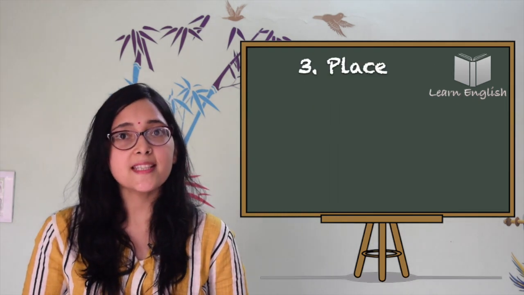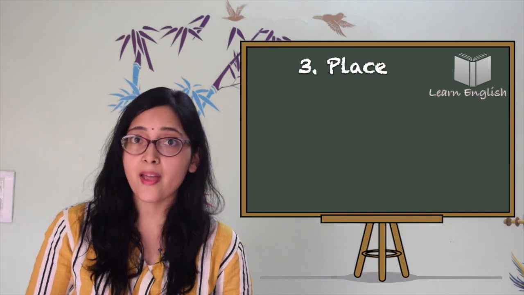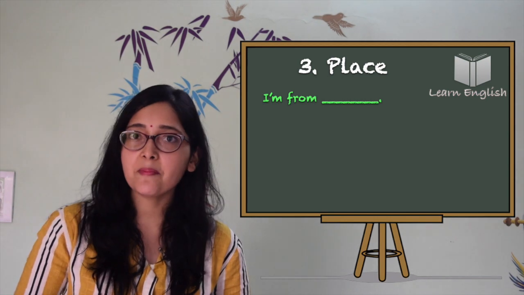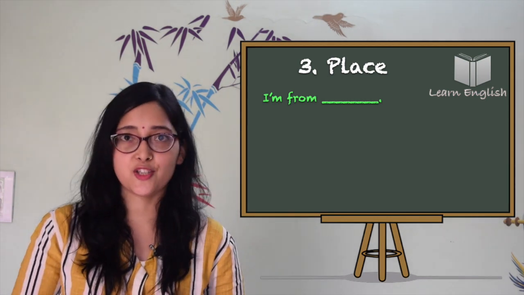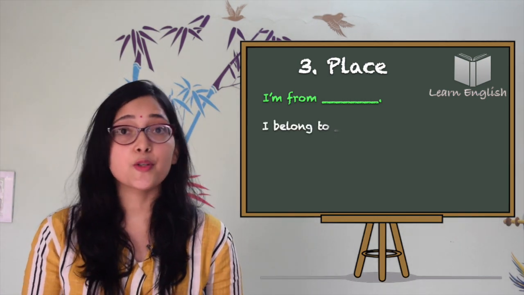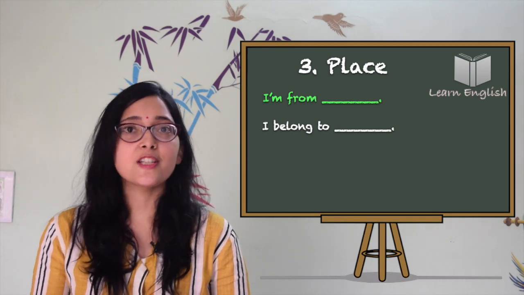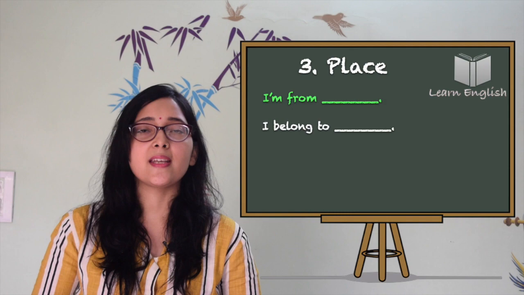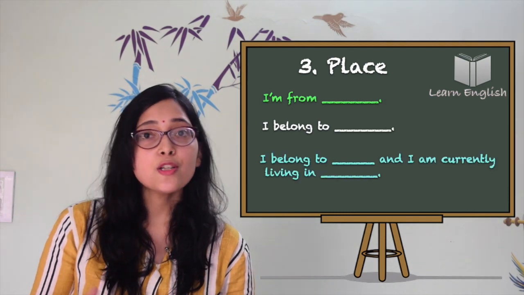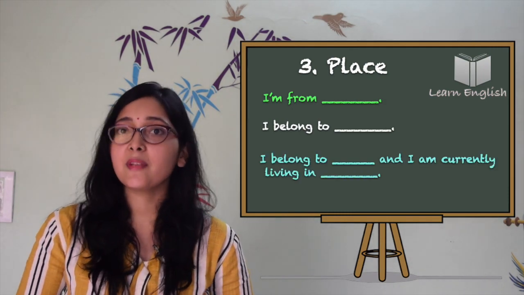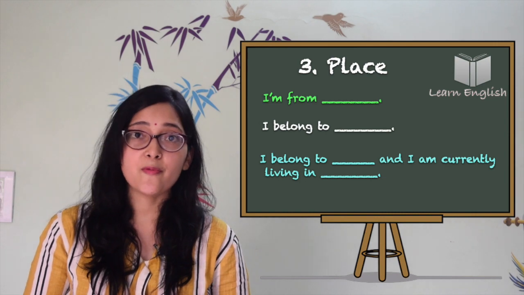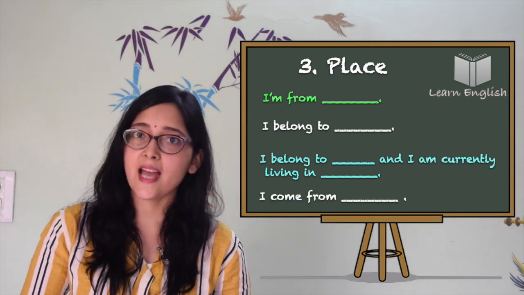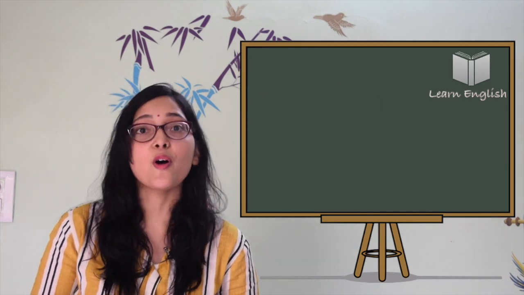The third point is place, where you are from and where you are living. There are many variations to it. For example, I am from dash. This is my personal favorite. Or you can also say, I belong to dash. If you are a student and your address is temporary, you might say, I belong to dash and currently I am living in dash. Or if you come from very far, you might say, I come from dash. For example, I come from Australia.